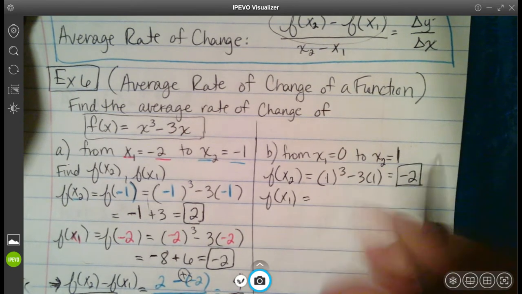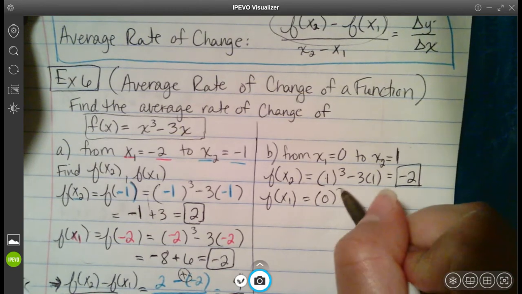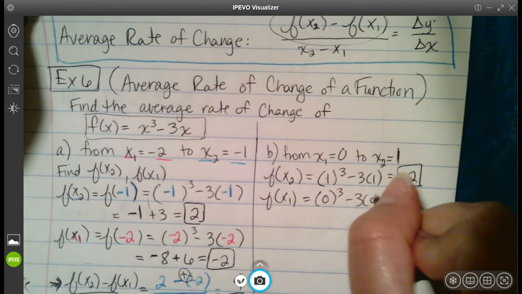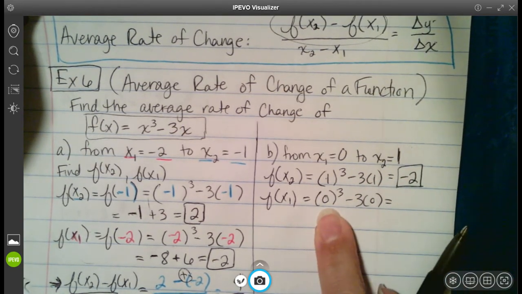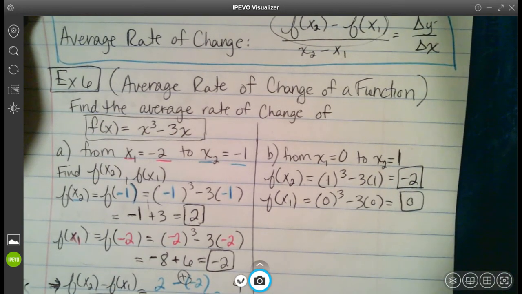Okay? F of x1 is the 0. So I'm going to do 0 cubed minus 3 times 0. And 0 cubed is 0. 3 times 0 is 0. So this one is still 0.